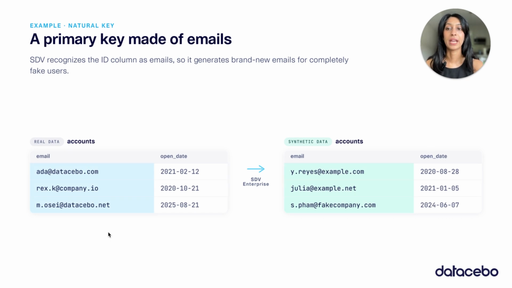Let's take a look at an example of an ID column. In this one, your database might have a primary key ID that's a natural key. It uses emails as a unique identifier for each user. In this case, SDV Enterprise will recognize that these are emails. Then when it creates synthetic data, it'll create synthetic emails belonging to completely synthetic users. These synthetic emails all follow the standard email conventions. They have a username, an @ and then a domain.